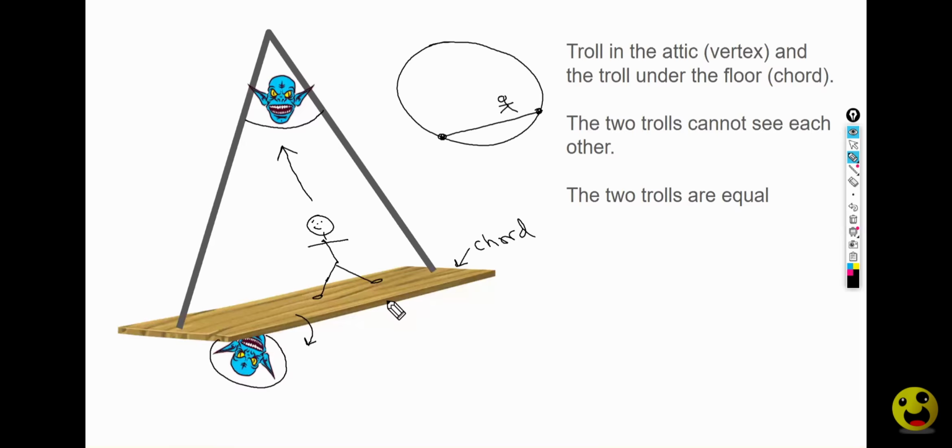Now tell me something. There's a goblin above the man, and there's a goblin below the man, right? One is above the chord. Well, I shouldn't say above, because if we turn the screen upside down, the better way to say it is that there is a troll on one side of the chord or floor, and another troll on the other side of the chord slash floor. Can these two trolls see each other? Yes or no?